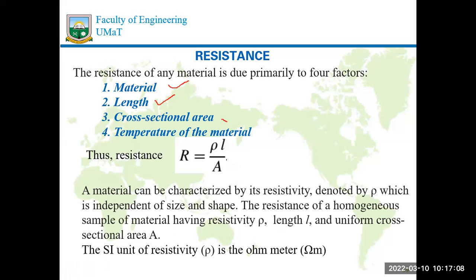Third being the cross-sectional area of the material. If you combine these two, the dimensions of the material. Then finally, the temperature of the material, or the temperature at which you have the material.